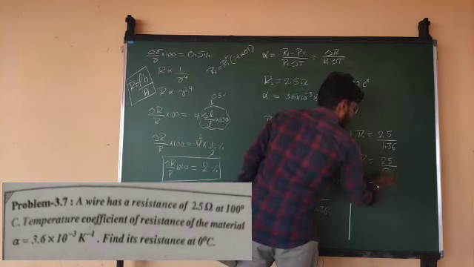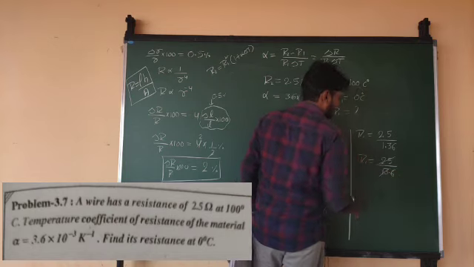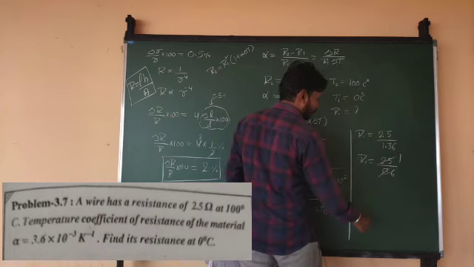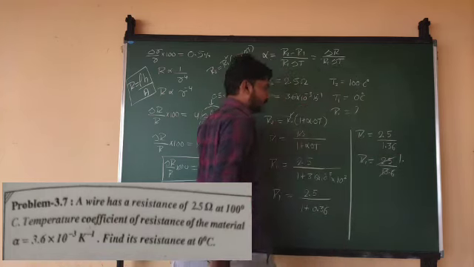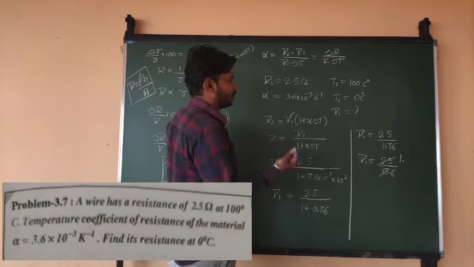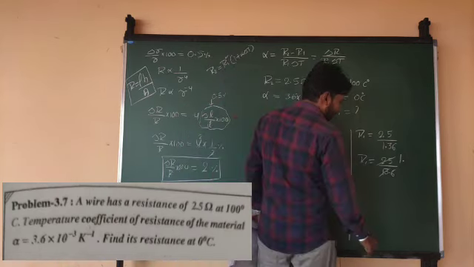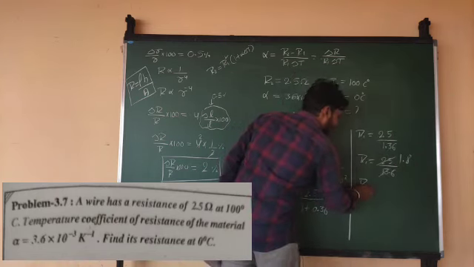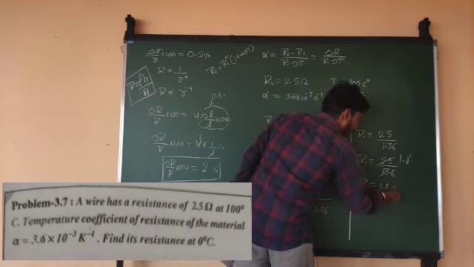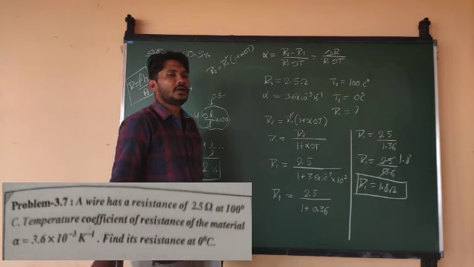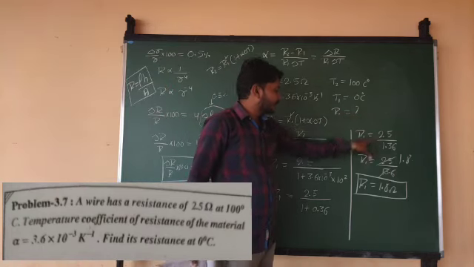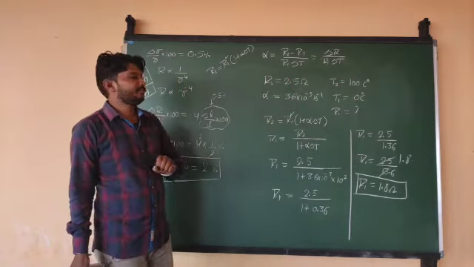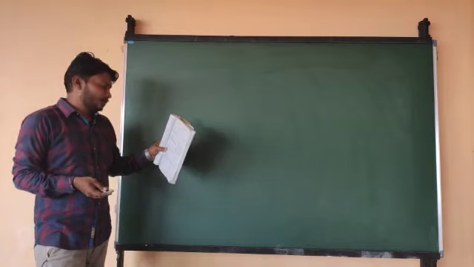25 by 13.6. Taking 13 ones, 13 twos are 26, so 13 ones are what I can consider, and 12 remains. Taking that as 120, 13 eights are 104, so it is around 1.8 ohm. R1 value is 1.8 ohm. So look here, as the temperature is less, the resistance value is also less. As the temperature is more, the resistance value is also more. Okay, so we'll look at the next question.